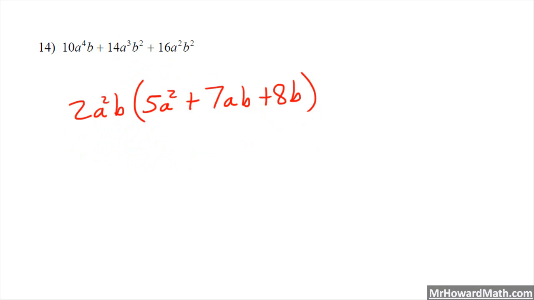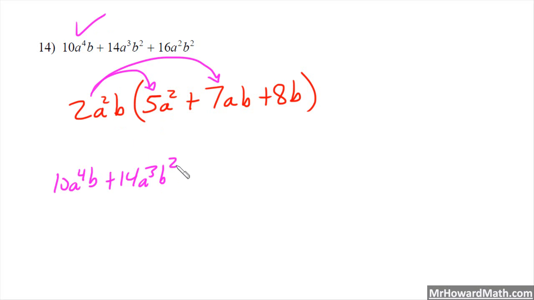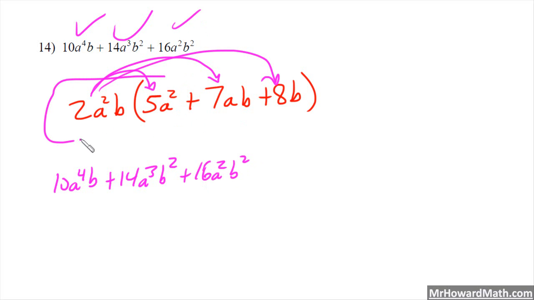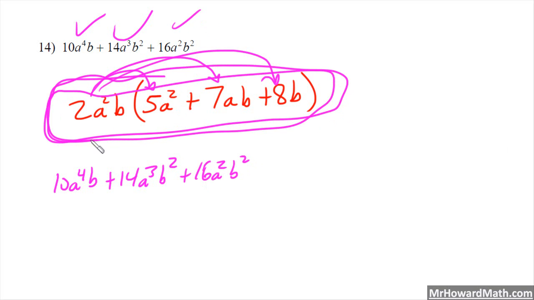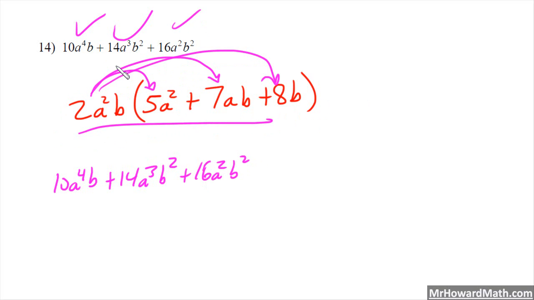So check it. So we'll distribute back in. So I'll write this down here in this pink color. So 2 times 5 is 10, a squared times a squared, a to the fourth, and then b. Check. That one works out. Distribute here. 2 times 7 plus 14, a squared times a cubed, b times b, b squared. Check. Distribute here and double check. 2 times 8, 16. A squared times no other a's is just a squared. B times b, b squared. Check. So we know we did it correctly. So this is your answer after you have factored out the greatest common factor. So this is equivalent to this.